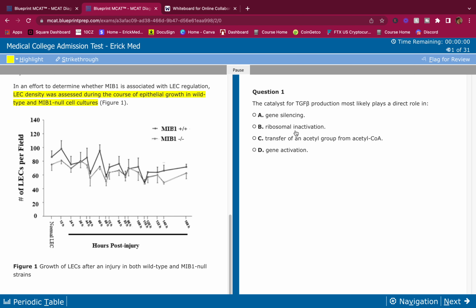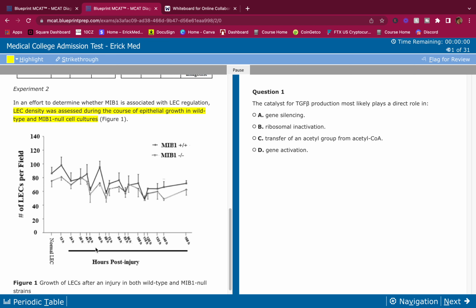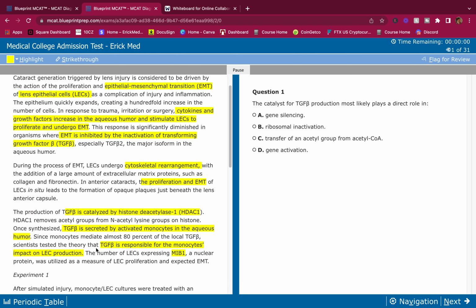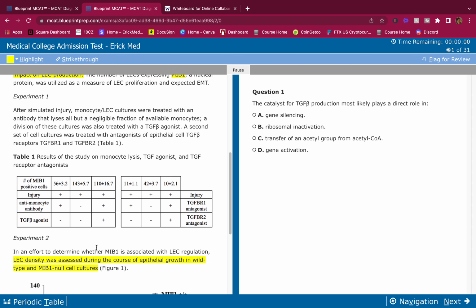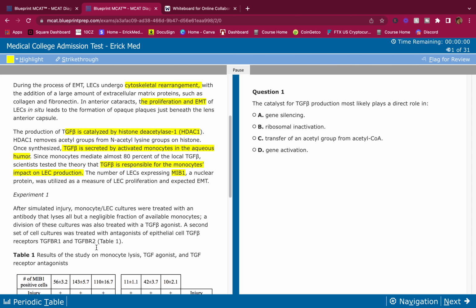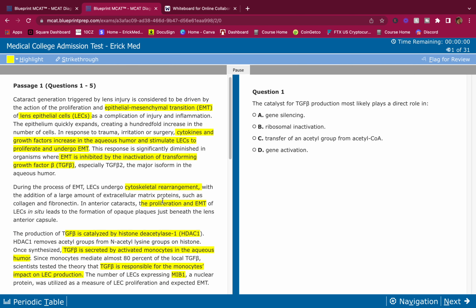So we don't look at this only when the question asks for it. If you want, you could read the description here. So growth of LECs after an injury in both wild type and M1b1 null strains. Cool. Long passage, guys. In my honest opinion, this is very, very detailed. So I could see why some people would get lost in the details.